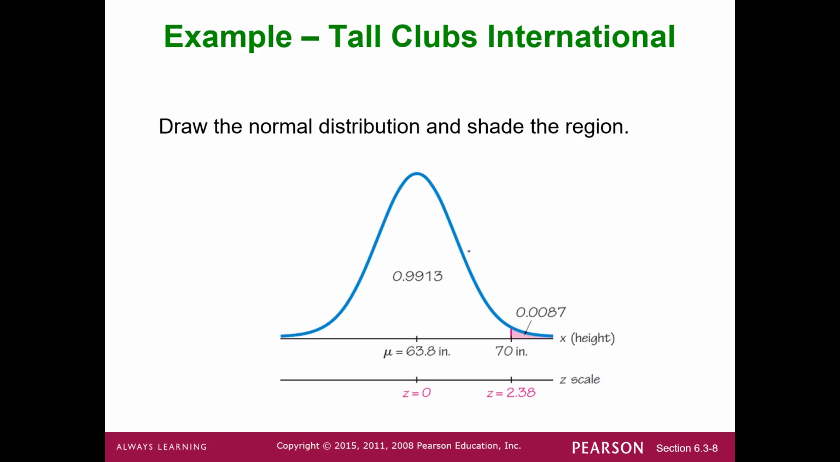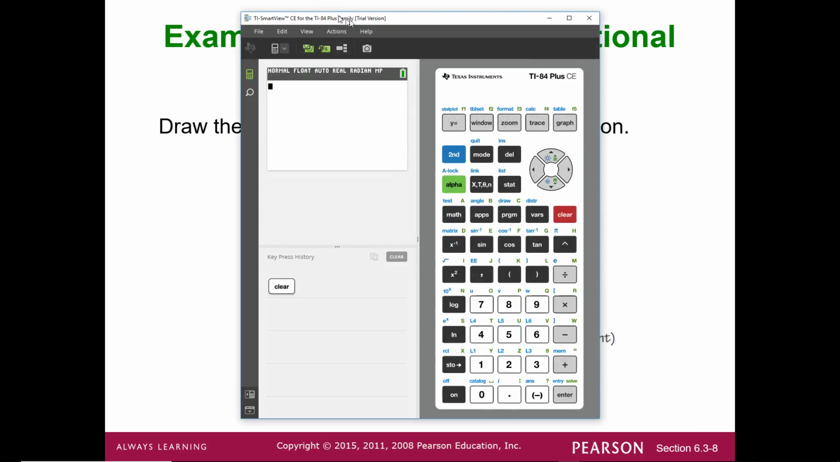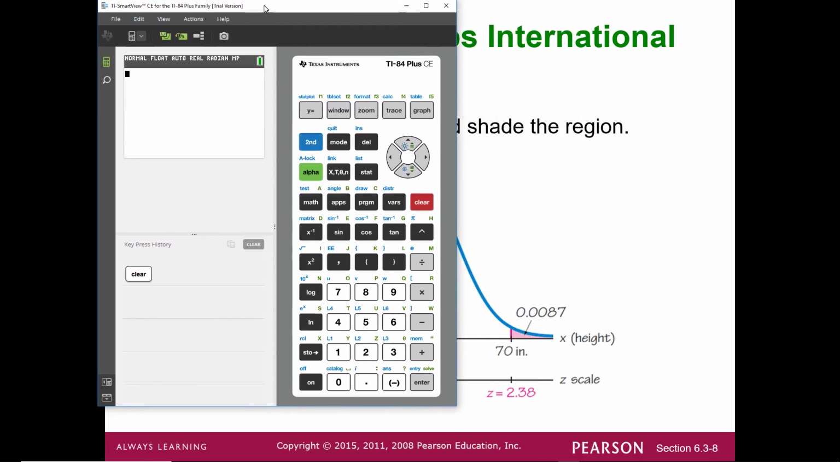Now the question is, well, how do we actually solve this using our calculator? We know that the z-score is 2.38 and we're going all the way up to infinity, let's actually try to solve this problem. Alright, so what I'm going to do is show you two ways on how to solve this, and this is going to make your life a little easier.